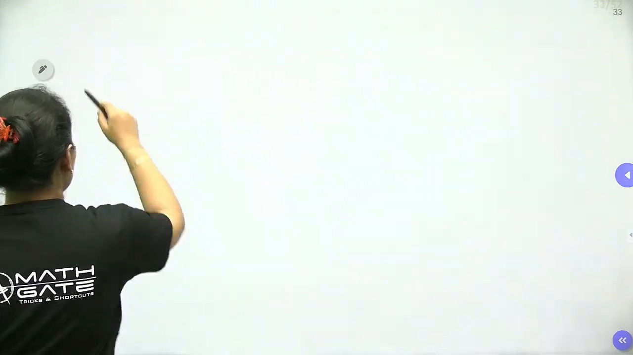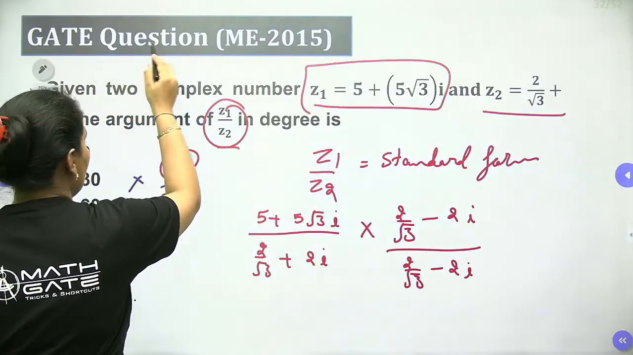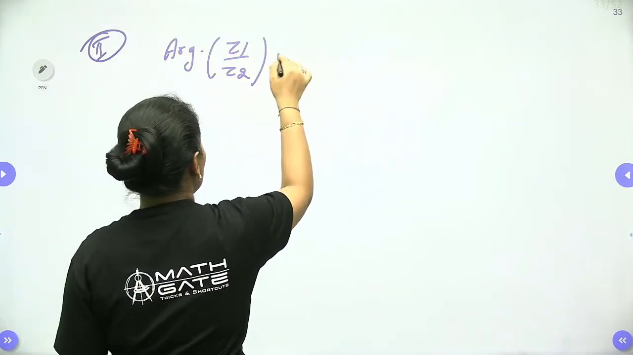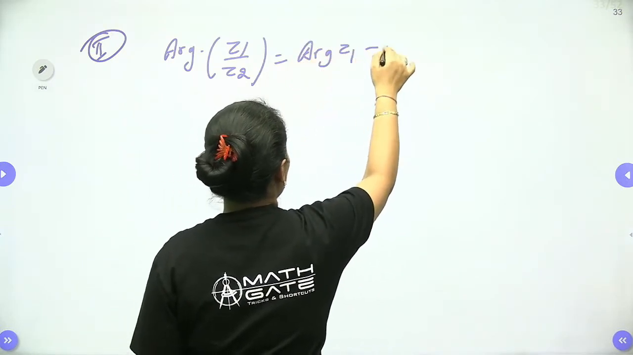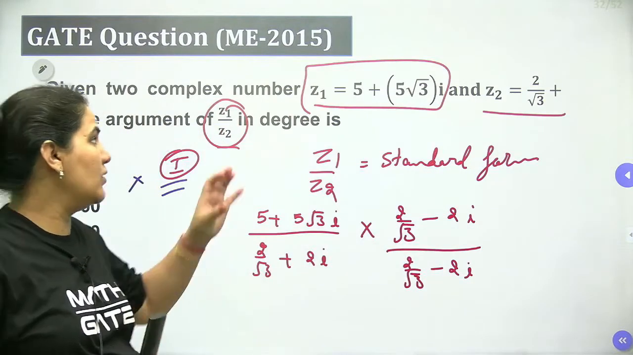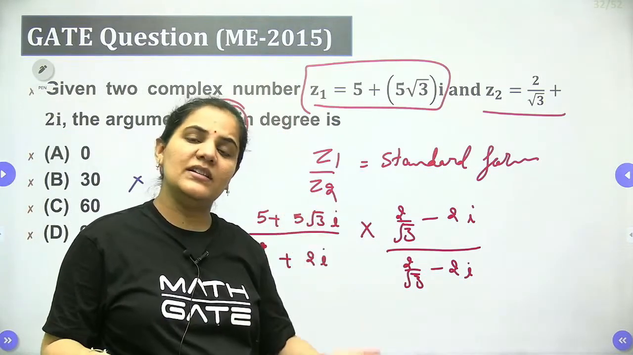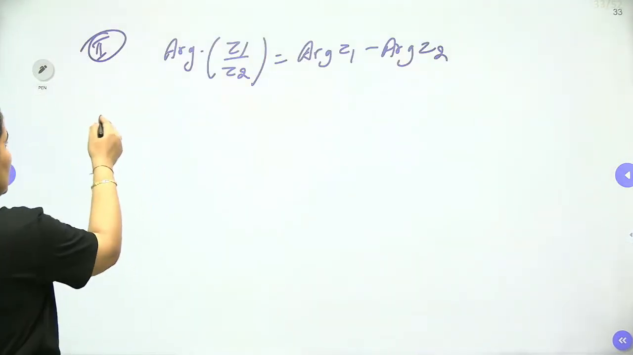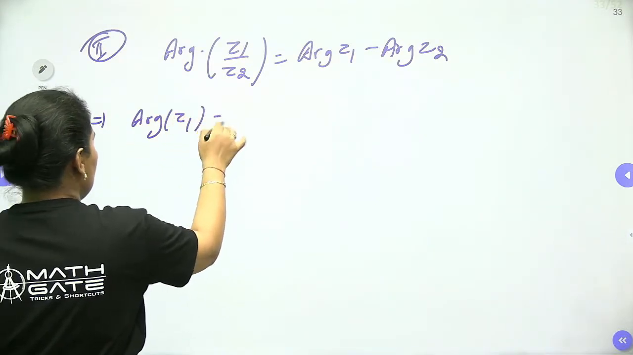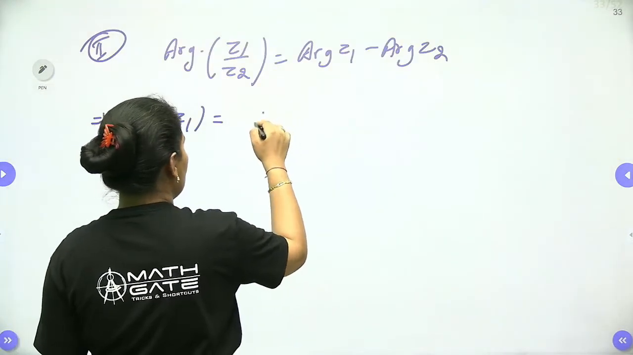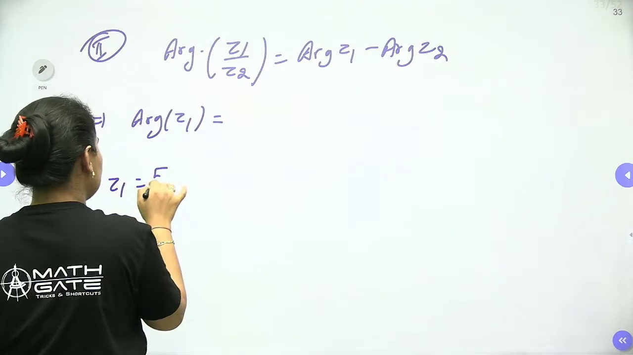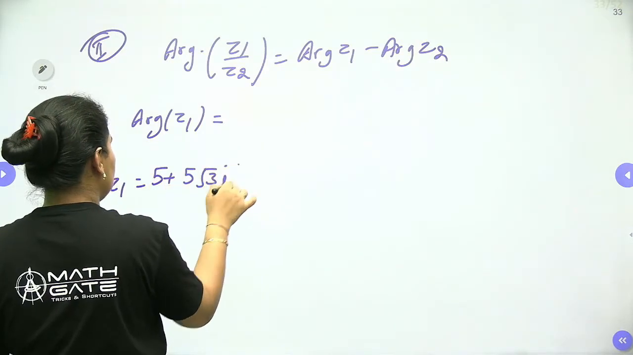If you don't want to go with this one, then the second option we are having is what? We can directly approach with the property. As we know very well, the argument of z1 by z2 is equal to argument of z1 minus argument of z2. So we can individually find out the argument for the given z1 and z2, and we can directly approach. So let's go with this one also. Let's find the argument of z1, where z1 is equal to 5 plus 5 root 3 iota.